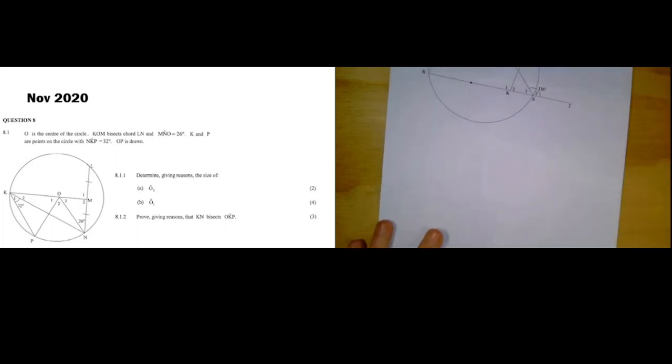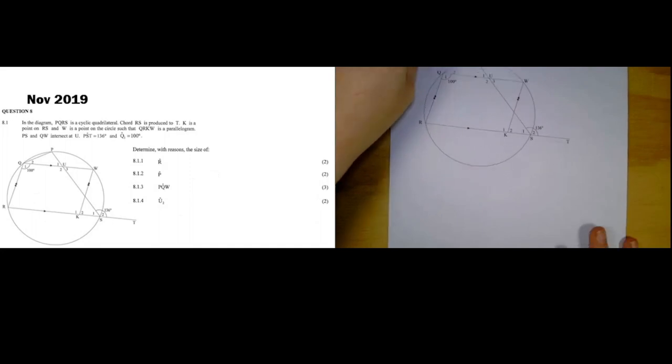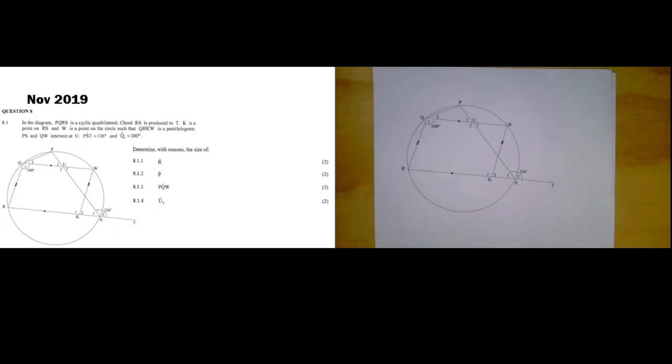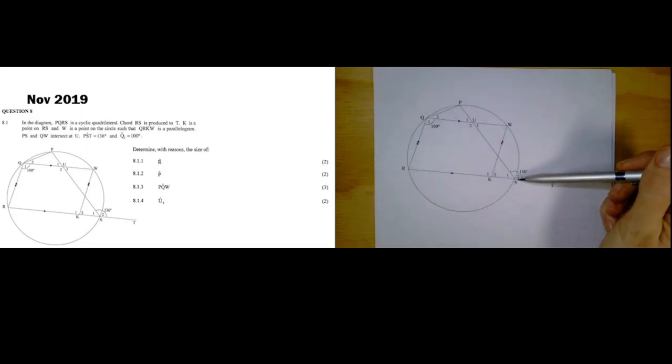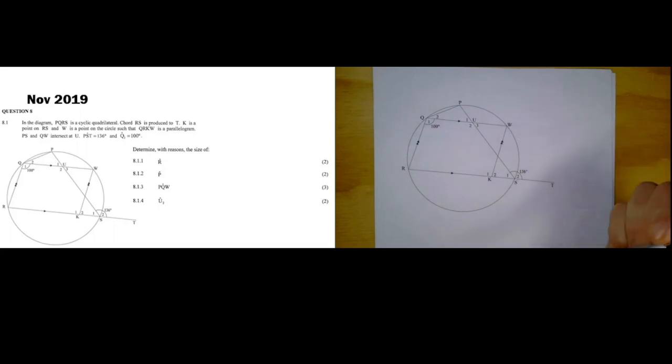If we go on to our next paper, let's go look at the next paper. November 2019, they gave us this sketch and they said the following. In the diagram, PQRS is a cyclic quad. RS is produced to T, K is a point on RS, and W is a point on the circle, such that QRKW is a parallelogram, and they've indicated that for us. PS and QW intersect at U. Angle PST is 136 degrees, and angle Q1 is 100 degrees. Determine with reasons the size of the following.